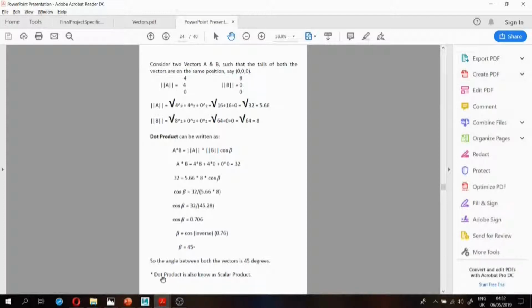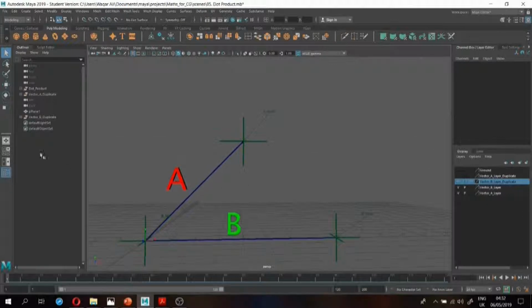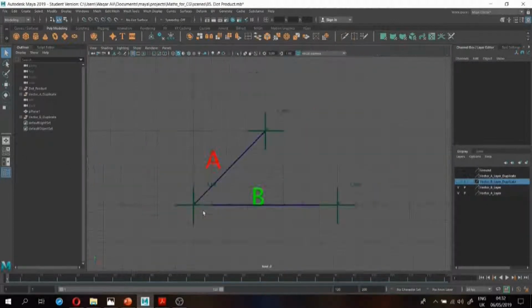One more thing is that the dot product is also known as the scalar product. You can see clearly that if this is x and this is y, this is 90, but these two vectors are in place and the angle between them is 45.